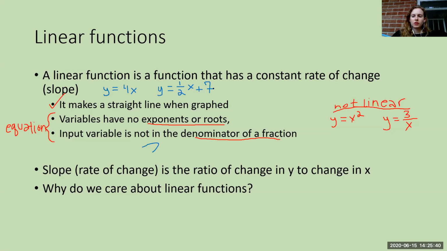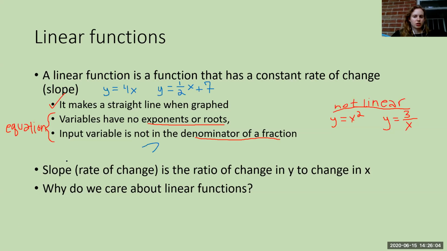Okay, so in both of those equations, the input variable x and the output variable y are just regular old variables. There are no exponents on them. There are no roots on them. They're not sitting in the denominator of a fraction. Just nice regular variables. So that's something to look out for when you're trying to identify linear functions.